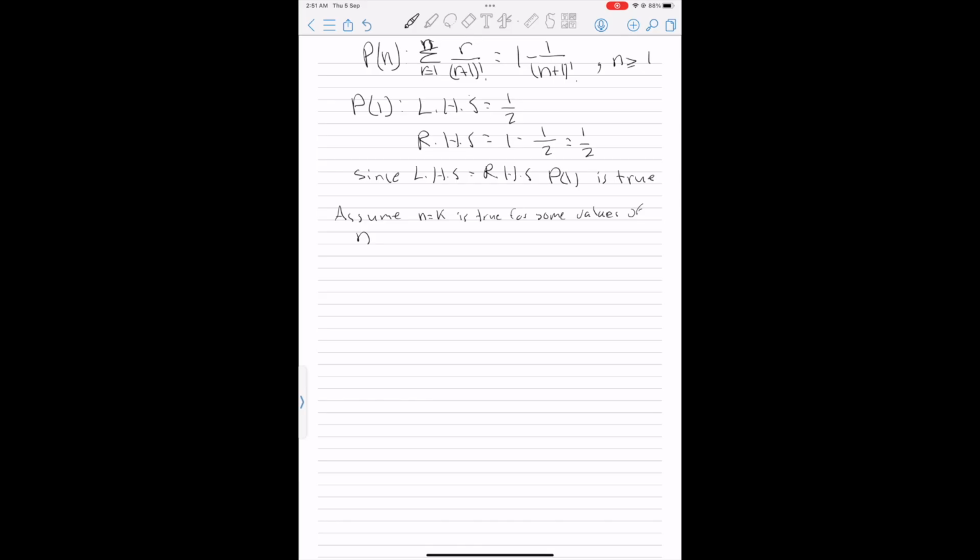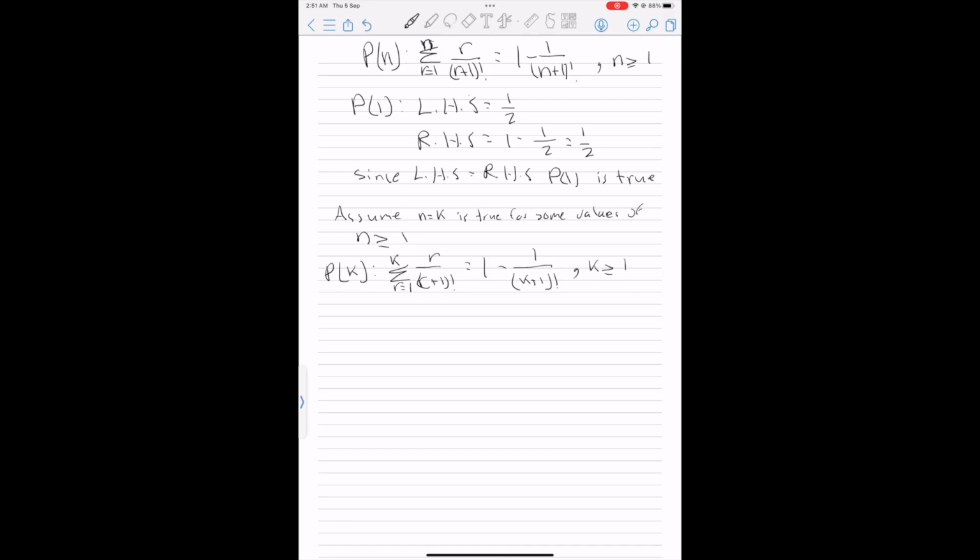Following that, you prove P of 1 by solving on the right hand side and then solving on the left hand side and showing that they both end up equaling the same thing. And as you see, you write that since the left hand side and the right hand side are equal, then P of 1 is true.